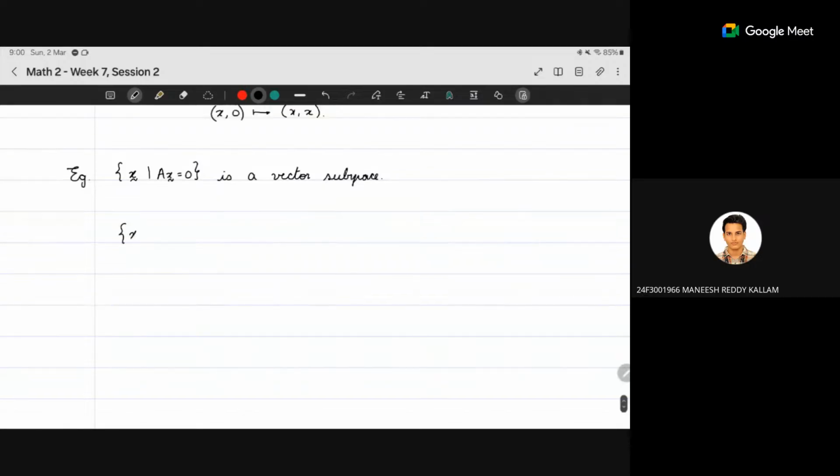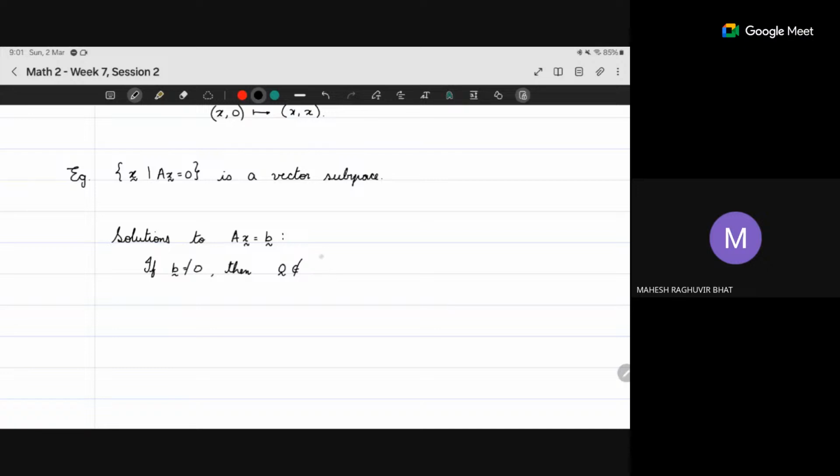But what about solutions to A x tilde equal to b, where b is not necessarily the 0 vector? Is this a vector subspace? No. Why? Does 0 belong to this space? If b tilde is not 0, then 0 tilde does not belong to the solution space.